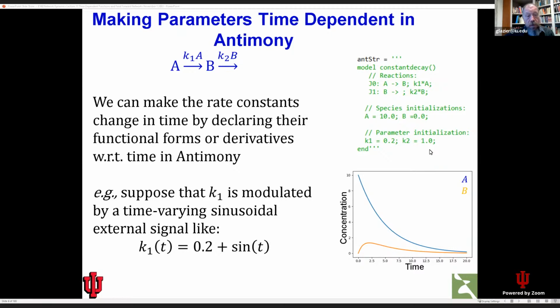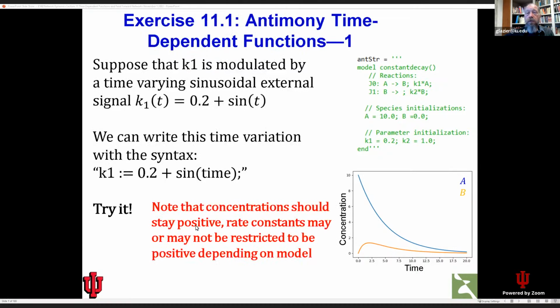Just the way in Python you have a single equal sign for assignment and a double equal sign for logical comparison or comparison of equality. Antimony has a single equal sign, which is evaluated only on load, and a colon equal sign that defines a functional relationship. And so in this case, we're going to make K1 a function of time. That has to be a functional relationship. And we do that with the syntax colon equals, and then the thing that we want.